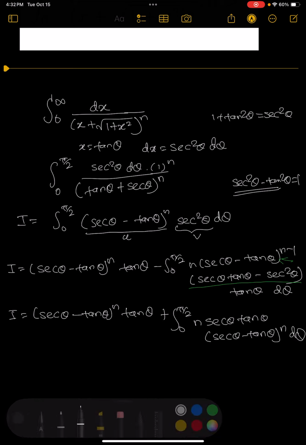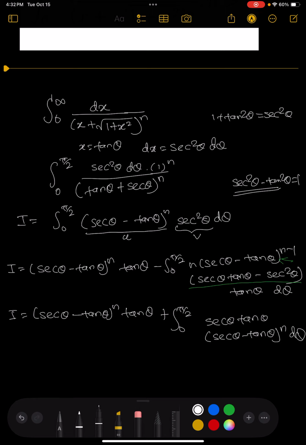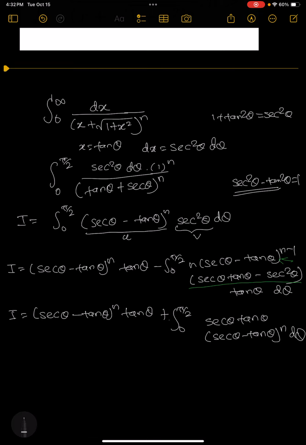Now also I can take this n outside of the integral, because usually a constant should be outside the integral, right? Again we have another integral. Again we can do integration by parts, because sec theta minus tan theta is easily integrable.